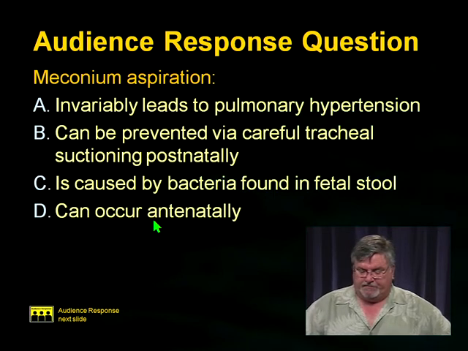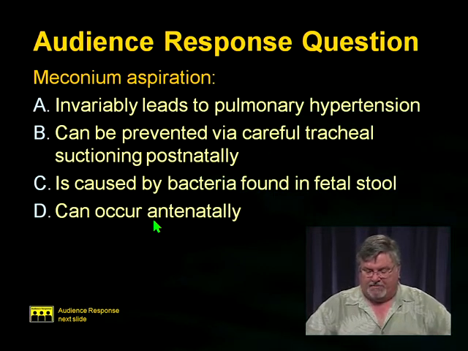So, meconium aspiration invariably, how's that for a word, leads to pulmonary hypertension, can be prevented via careful tracheal suctioning. Someone's going to have a problem with that. Is caused by bacteria found in fetal stool, can occur antenatally.